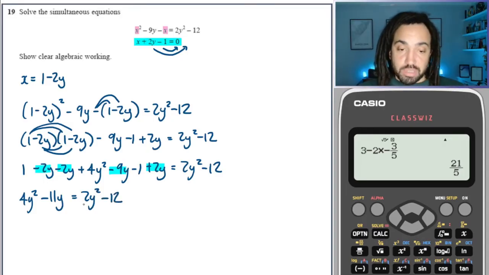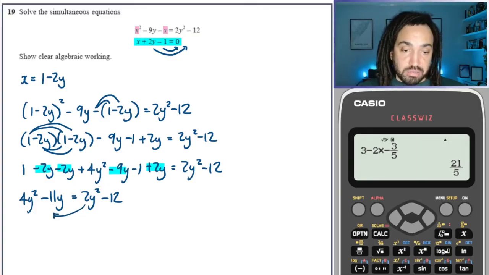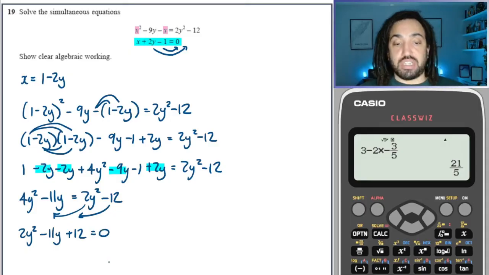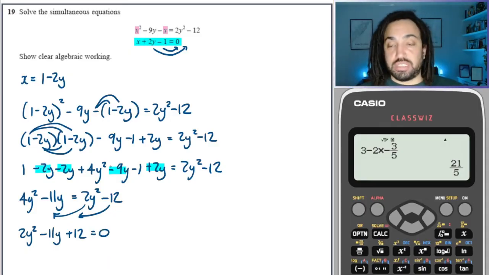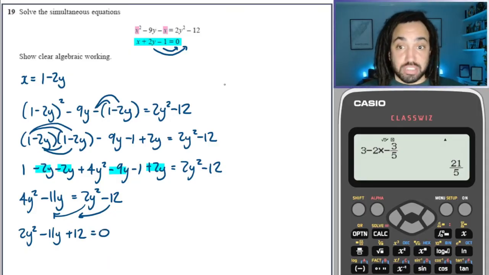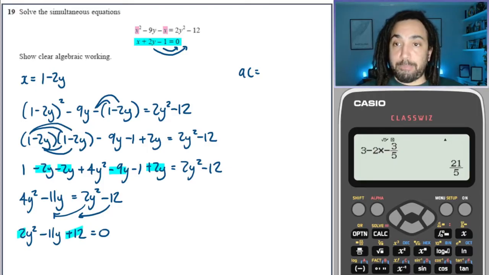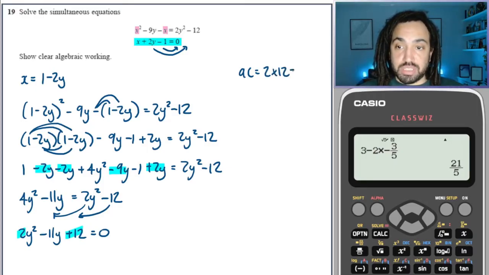Okay, we need to make it all equal to 0. I'm going to move this over to that side by minusing 2y squared from both sides. I'm going to keep the minus 11y, and I'm going to move this over by adding 12 to both sides so that the right hand side is equal to 0. Great. Right, now it's time to factorise. I'll use my AC method again, where that's A and that's C. So that becomes 2 times 12, which is equal to 24. And the B term is equal to minus 11.